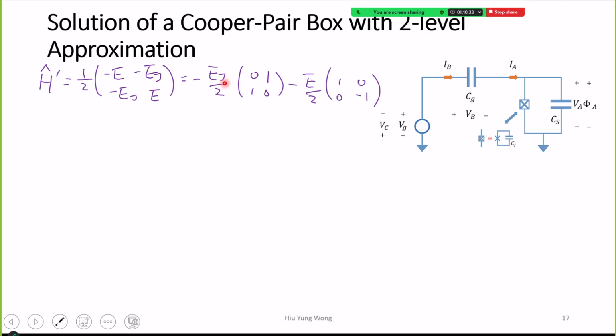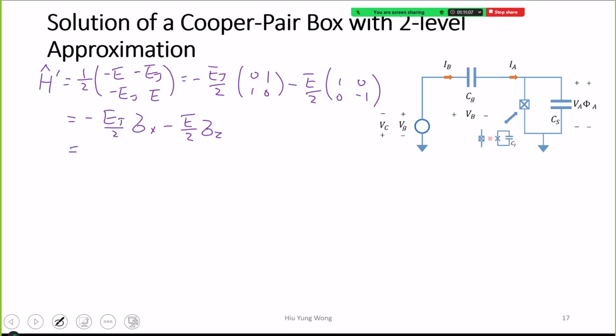Right? You just plug in, yeah. Off diagonal, negative EJ divided by 2. Diagonal, the first one is negative E divided by 2. The lower one is E divided by 2. Right? Then we can further write this as negative EJ divided by 2 sigma x minus E divided by 2 sigma z. Right? Nothing special.